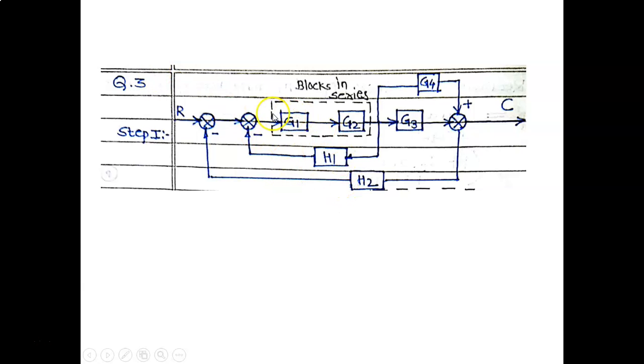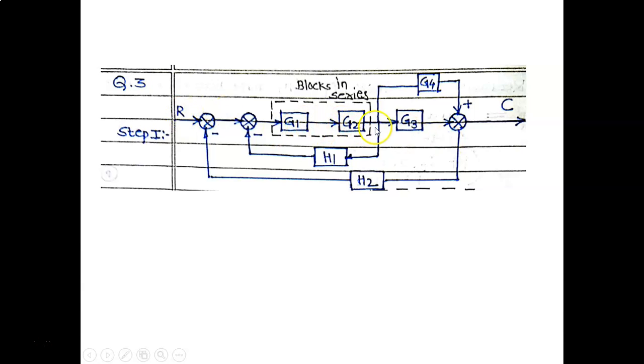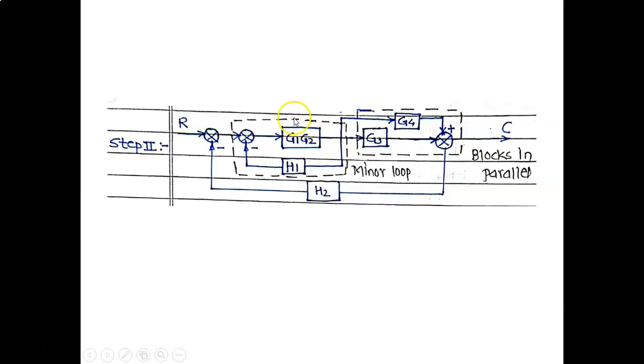Therefore, by observing the block diagram, G1, G2 are in series. Therefore, these two blocks are replaced by one block, that is G1 G2. Now this G1 G2, this summing point and this H1, they are forming the minor feedback loop. Since signal of H1 is negative, in the denominator that value will be positive. Therefore, that block will be G1 G2 divided by 1 plus G1 G2 H1, and this G3 and G4 are also in parallel. Therefore, they will be G3 plus G4, because G3 sign is positive, G4 sign is also positive.